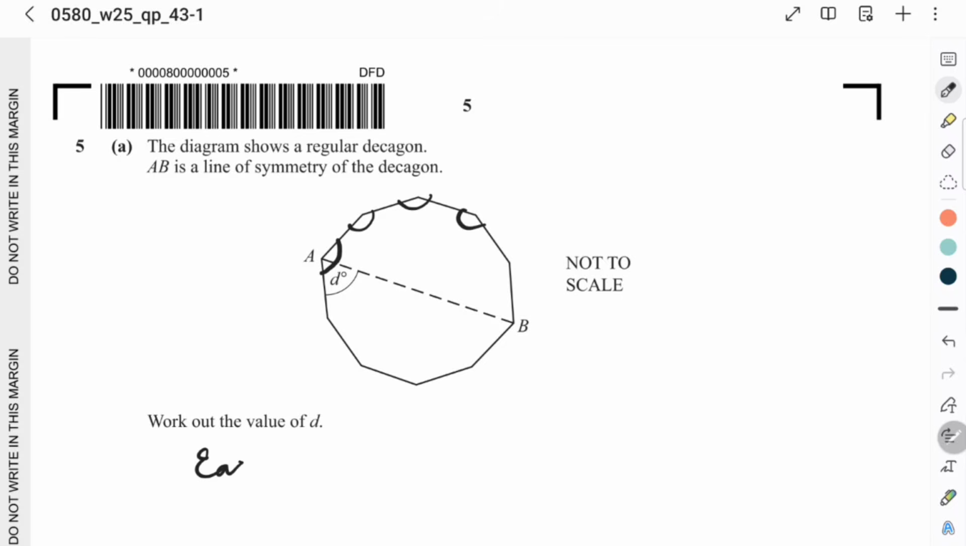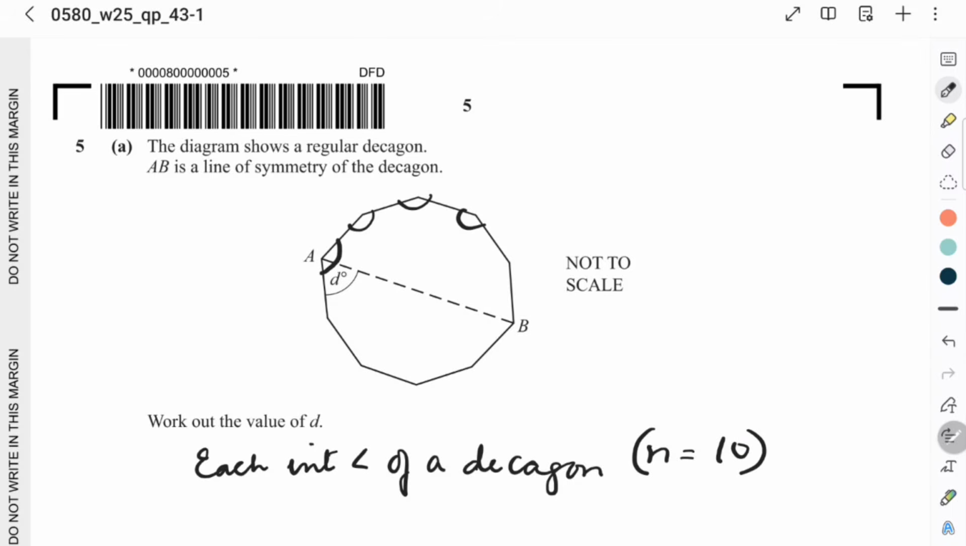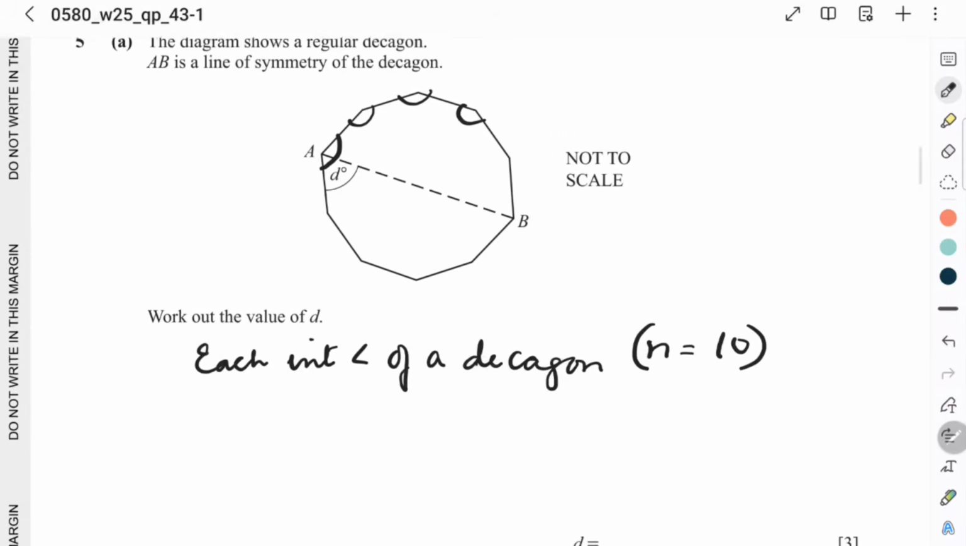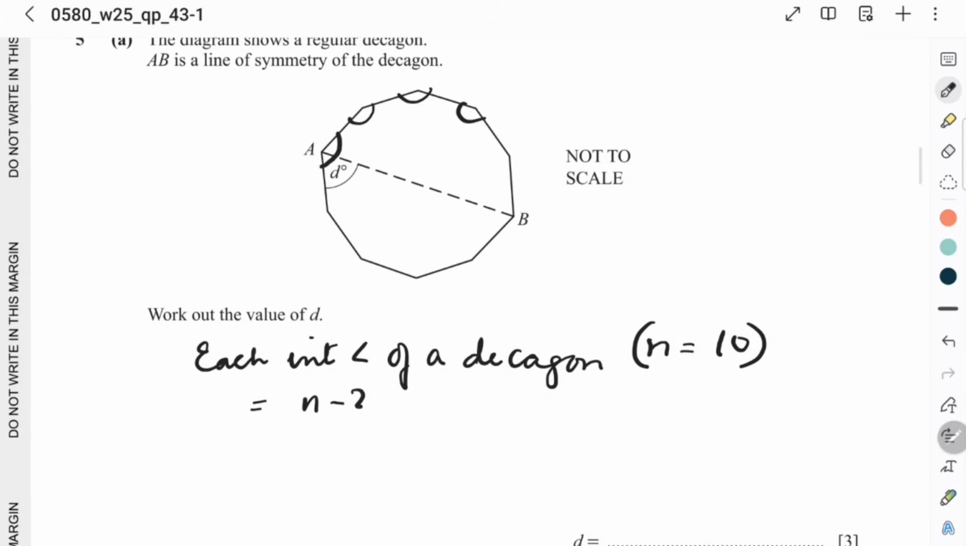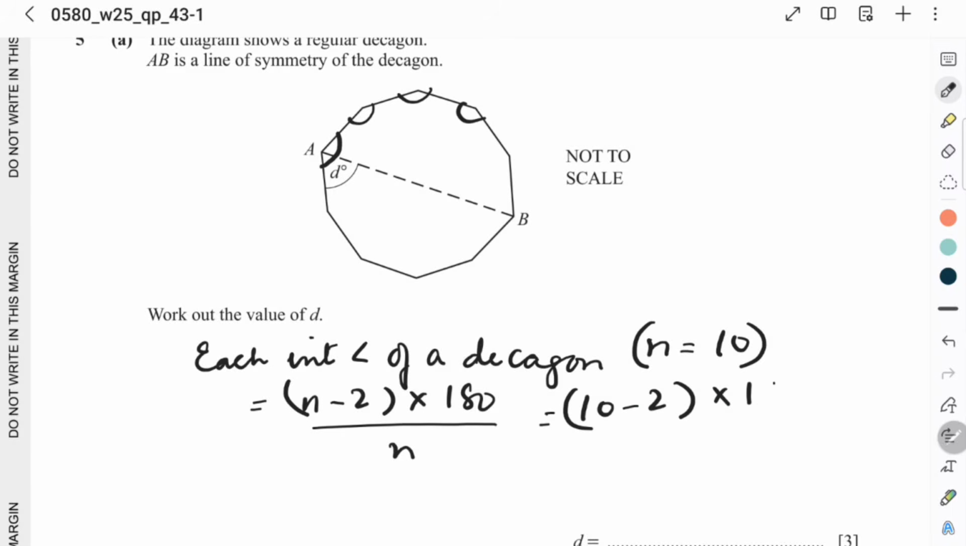So each interior angle of a decagon. For a decagon, n is equal to 10. So we have a formula: (n minus 2) into 180 degrees over n. So that is equal to (10 minus 2) into 180 degrees over 10. 8 into 180 degrees over 10 is equal to 144.